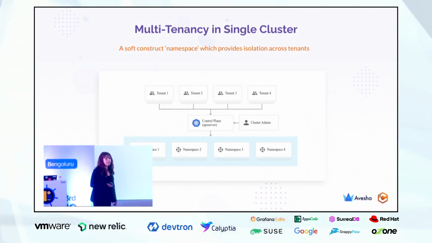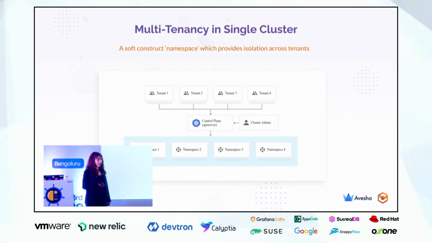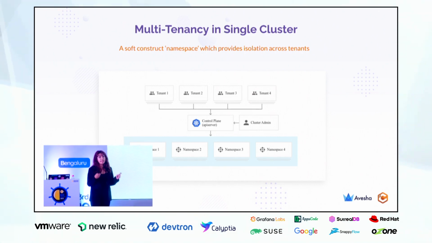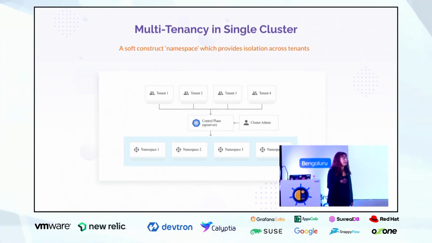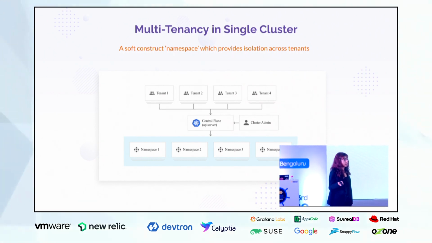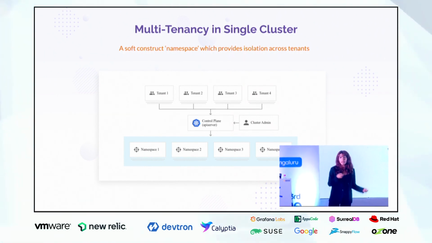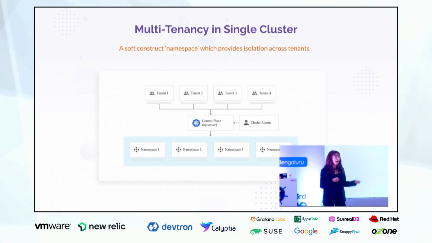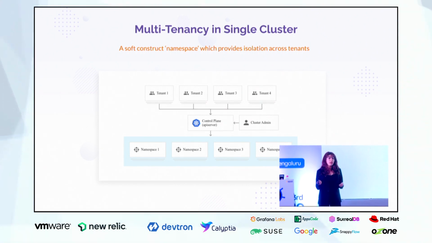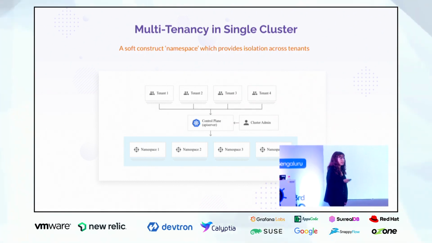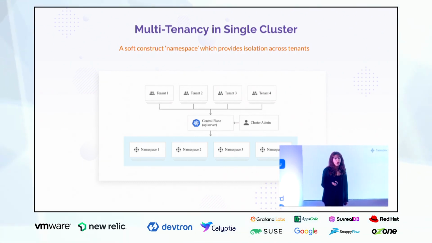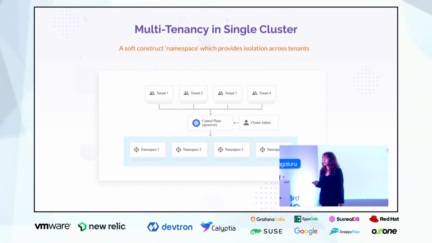So as you see, there are a significant number of challenges, but these challenges are further amplified when it comes to multi-tenancy in a single cluster. Multi-tenancy refers to an environment where multiple tenants share a single infrastructure, right? And tenants could be anything: organizations, multiple teams within organizations, applications, services, anything, right? Kubernetes itself has a soft construct called namespace, which provides soft tenancy, but it leads to some issues.